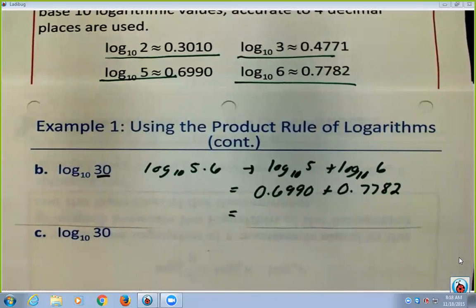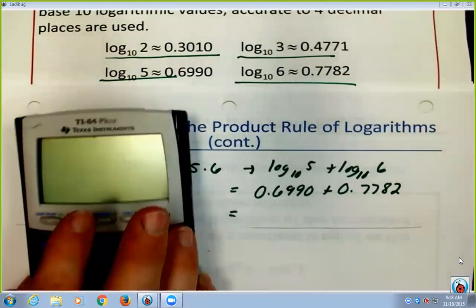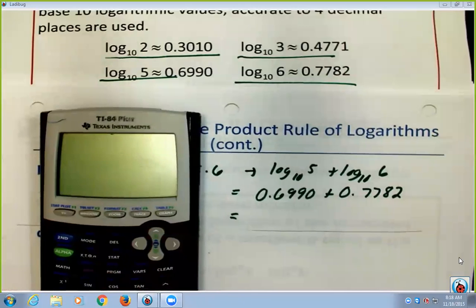And just simply take those two and add them together. If I grab my calculator and add those together, what would my answer be? Now, this answer is not going to be an exact value because these two are, of course, the rounded off representation of what those happen to be. So I add them together.